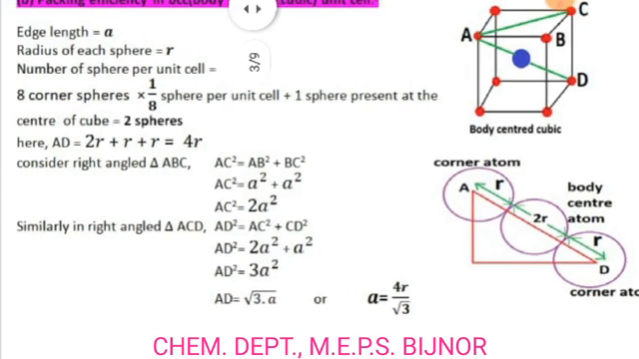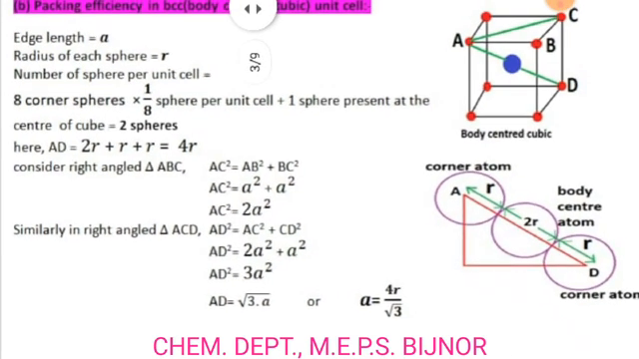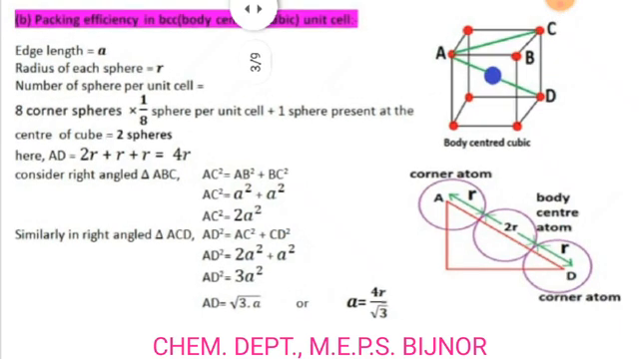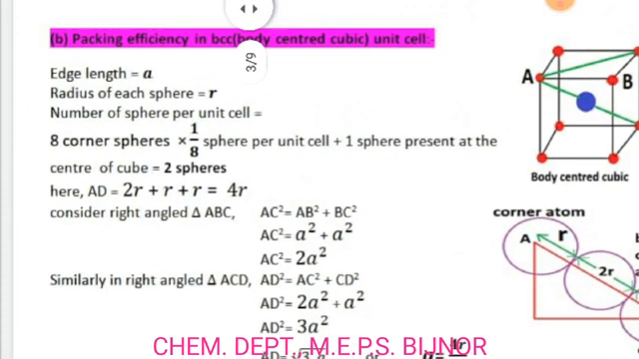Similarly, in right angle triangle ACD, AD square is equal to AC square plus CD square. AD square is equal to, we put the value of AC from above, 2A square plus A square. So AD square is equal to 3A square. AD is equal to root 3 times A, or A is equal to 4R divided by root 3, as we put the value of AD from the upper side, which is equal to 4R.